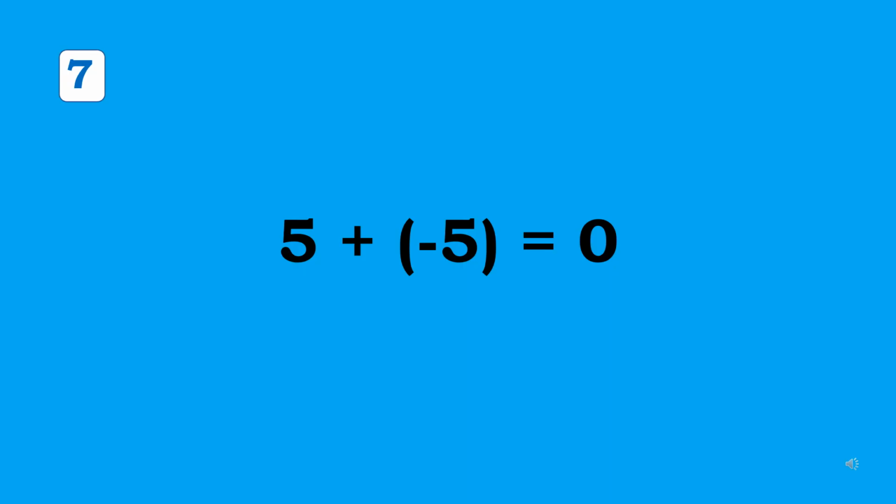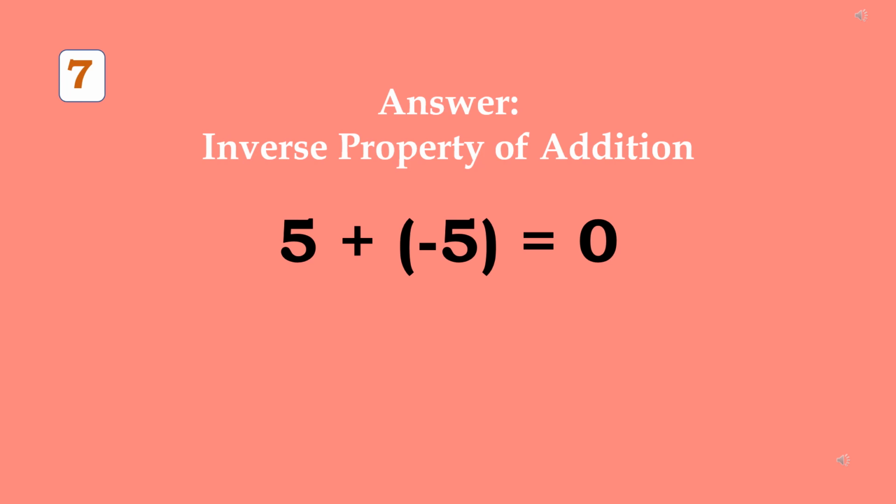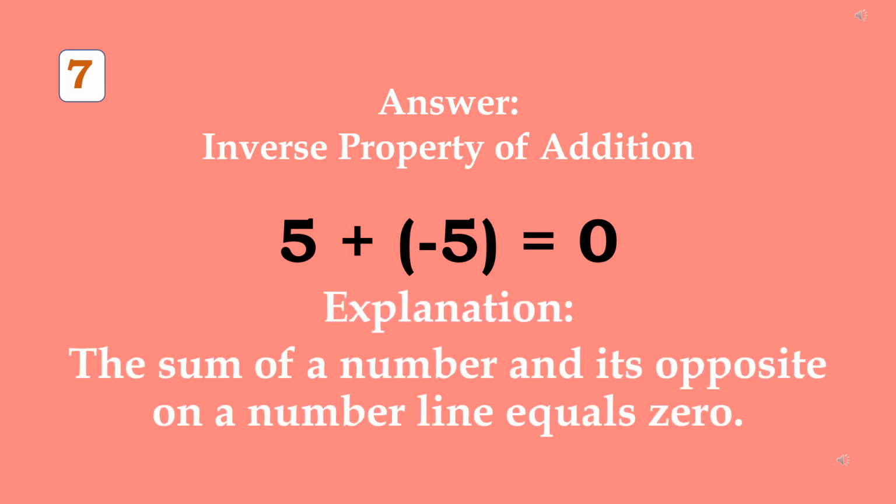The next property is 5 plus negative 5 equals 0. What property is this? The answer is the inverse property of addition. The sum of a number and its opposite on a number line equals 0.